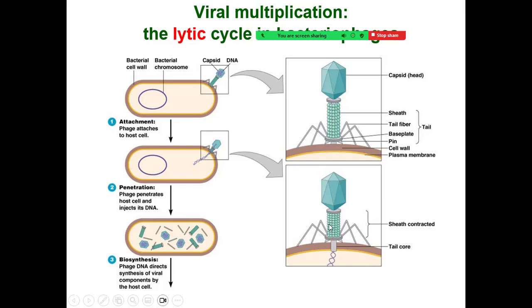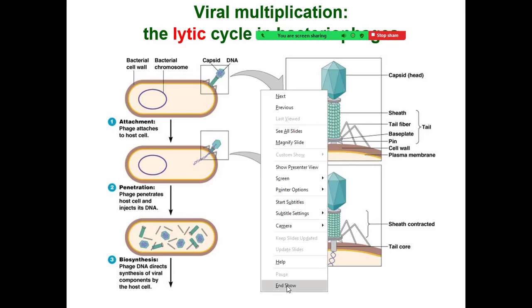And what happens is the tail fiber contracts, or the sheath contracts, and that puts pressure on the head, and that will inject what's inside the head into the cell through the cell membrane, and that will inject the viral genome into the cell. And that's penetration.